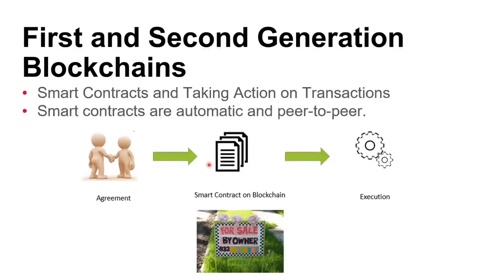But with smart contracts, there's no need for the third party. So there can be an agreement. The smart contract can be written, and then it can execute. So here, parties can work with a smart contract peer-to-peer, sell assets such as homes or automobiles.